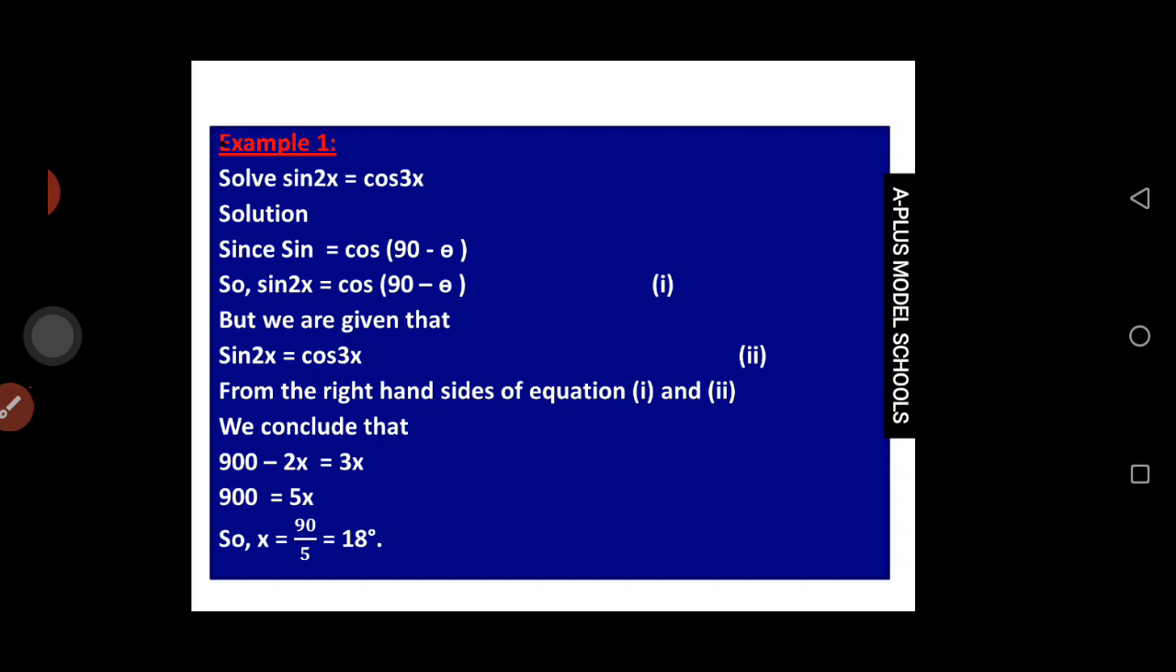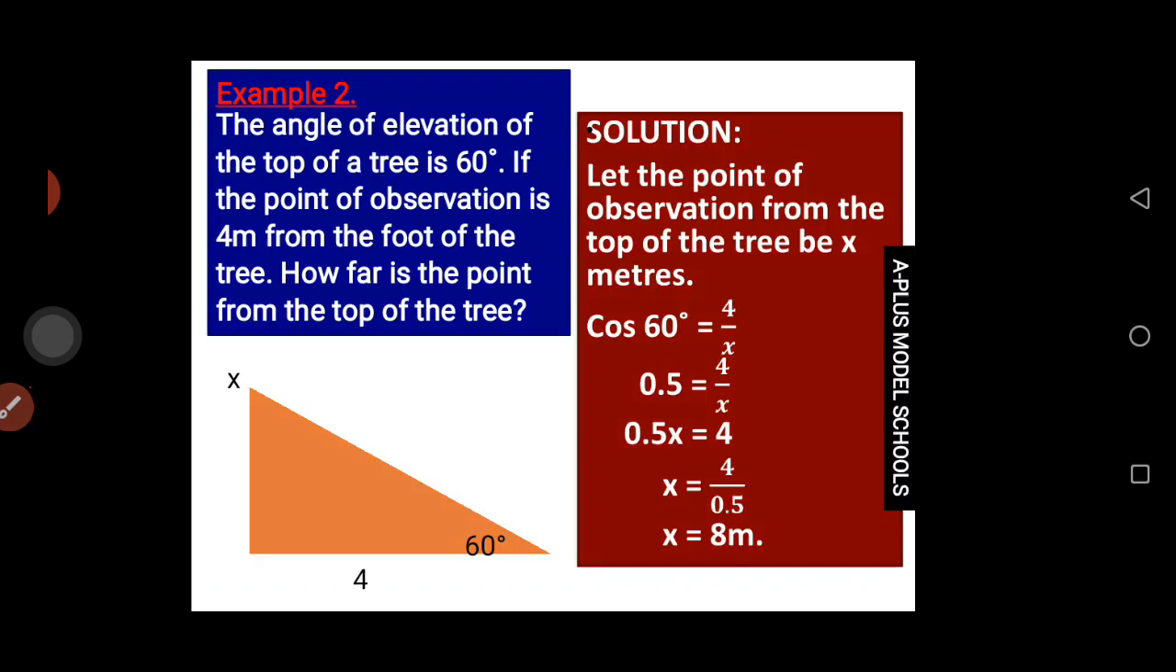You can use your calculator to check, which is 2 times 18, which will give you 36, and 3 times 18, which will give you 54. So when you add them together, 54 plus 36, you will see that it will give you a sum of 90 degrees. So you can see that they are said to be complementary.